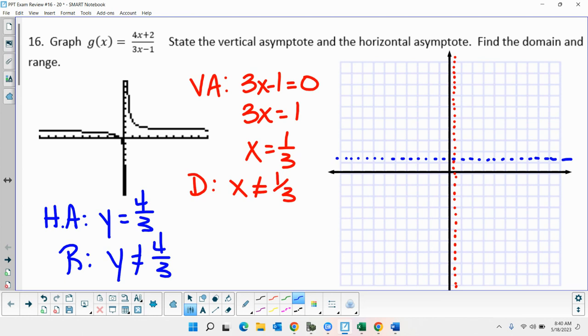Okay, and then when you graph it, you can't touch the asymptotes, so it gets really close, but it really never touches them. That's what asymptotes are. So that would be the graph, and then your vertical, horizontal asymptotes, and your domain and range. That's what we did on those.